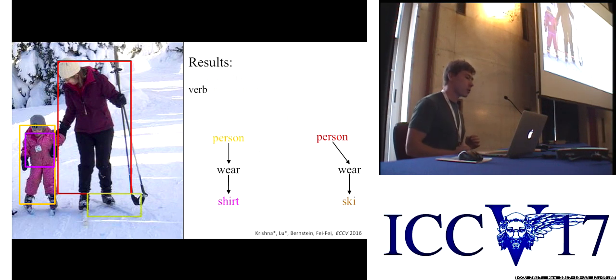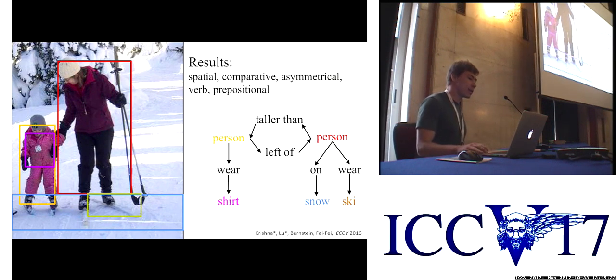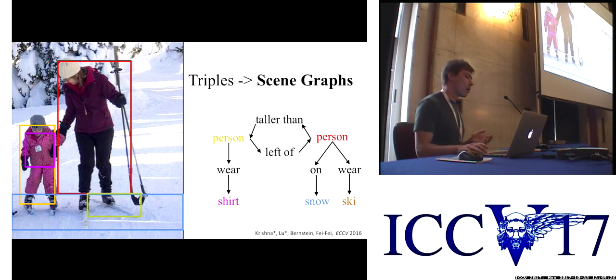These relationships can also be verbs, with the person wearing the shirt or the person wearing the ski. You might also say that the person is standing on the snow or that the woman is helping the child. These relationships might also be prepositional. For example, the person is on the snow. Now when we put all of these things together, we see that relationships, taken one at a time, can be combined to form what we call a scene graph representation of the image.